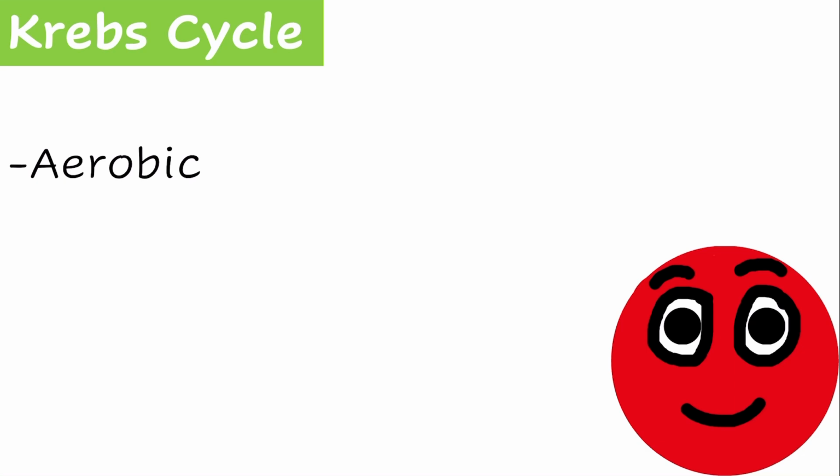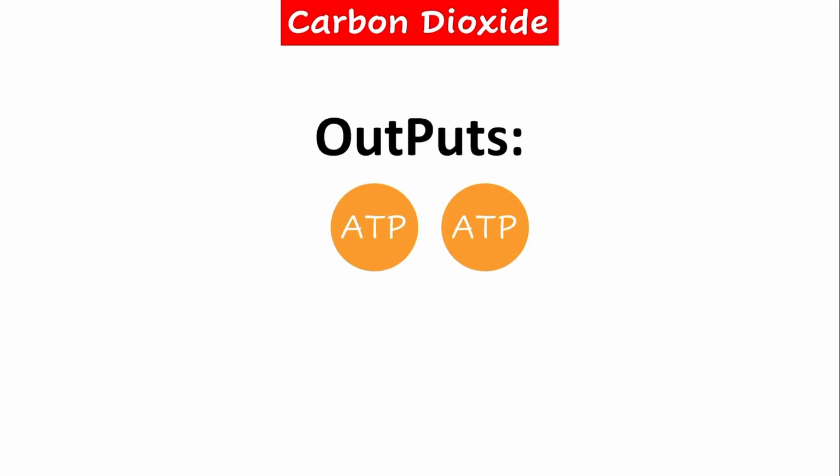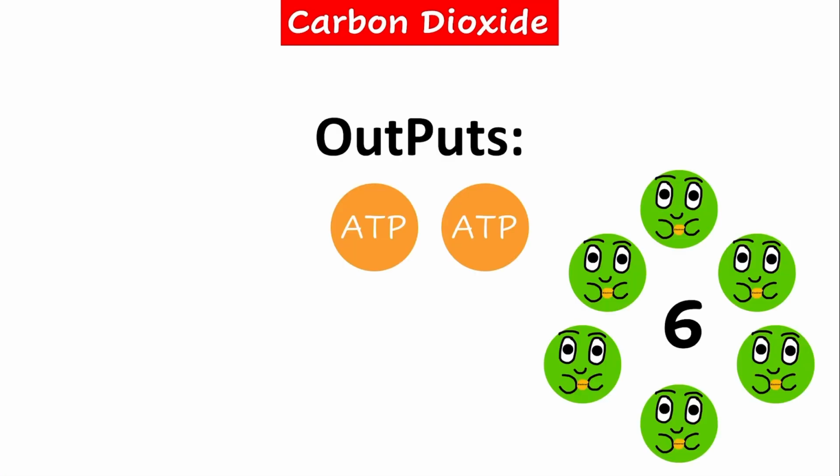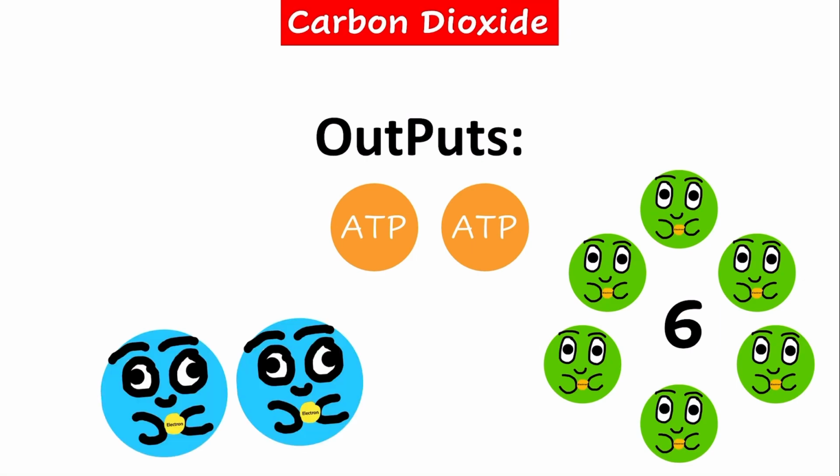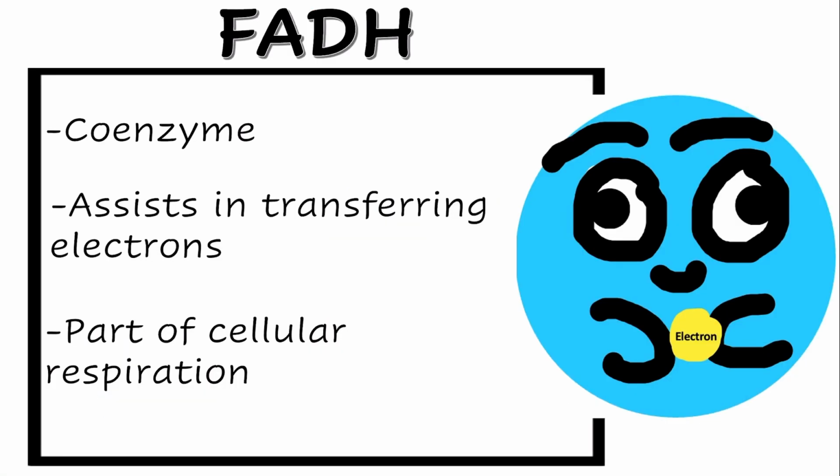Here, it's an aerobic process. That means it uses oxygen. It needs oxygen. The 2 acetyl-CoA will enter the mitochondria. After that, carbon dioxide is released, and we get 2 ATP, 6 NADH, and 2 FADH. FADH is also a coenzyme. Just like NADH, it assists in transferring electrons.